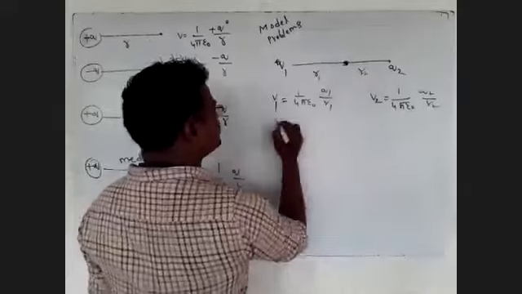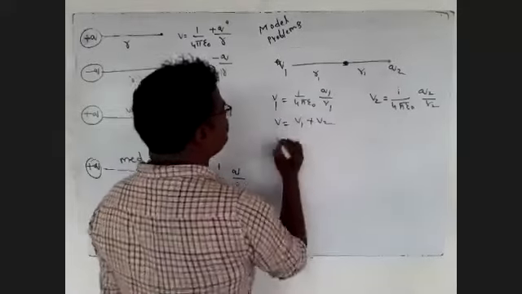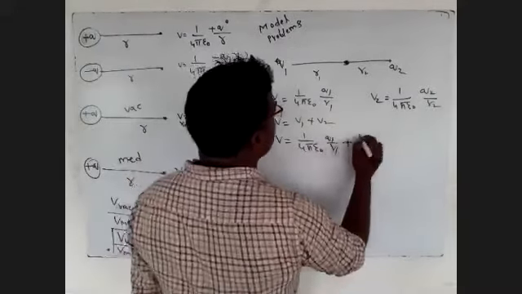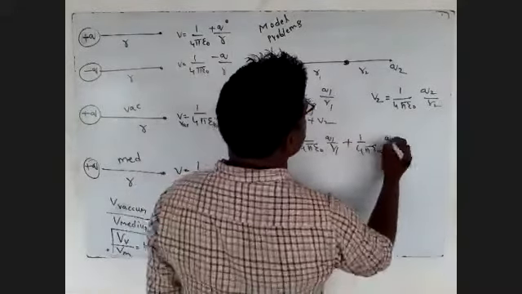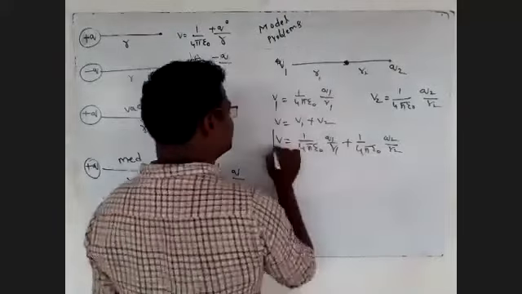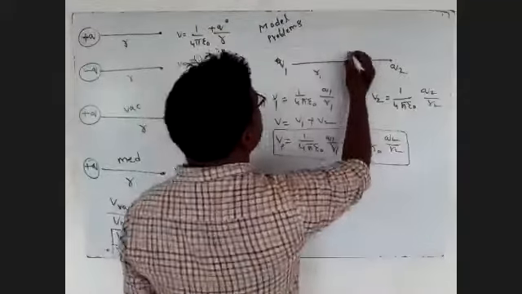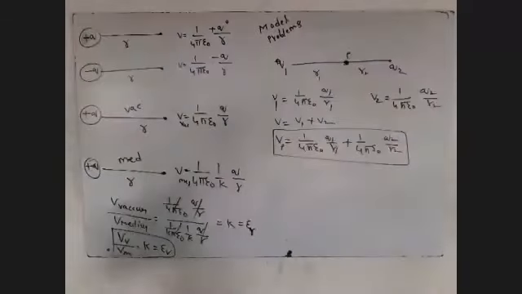At this point, what is the electric potential? V1 plus V2. V is equal to 1 by 4 pi epsilon naught Q1 by R1 plus 1 by 4 pi epsilon naught Q2 by R2. This is the electric potential at point P, the total electric potential at this point.